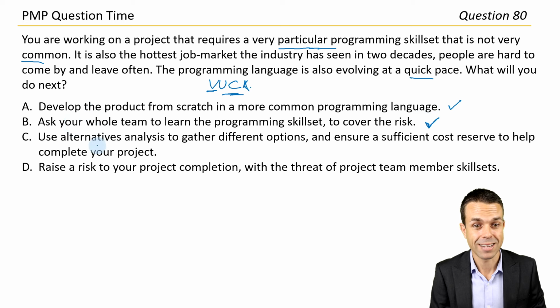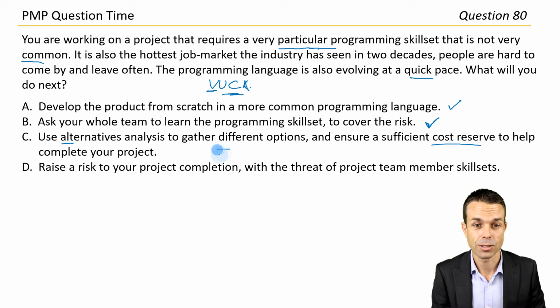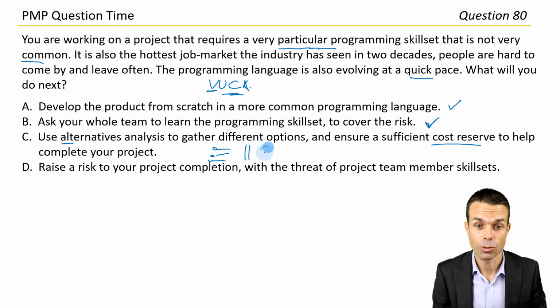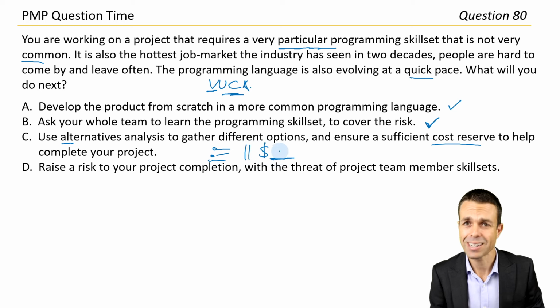Use alternatives analysis, that sounds promising, to gather different options and ensure a sufficient cost reserve to help complete your project. Okay, that sounds like a very pragmatic or mature approach. So we've got different options just in case, and we can brainstorm those. And also just in case, we've got a cost reserve if something does go wrong, or if we need to tap into that as people come and go. That's pretty good. I think that makes sense.